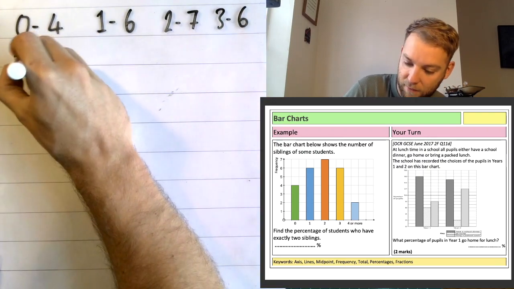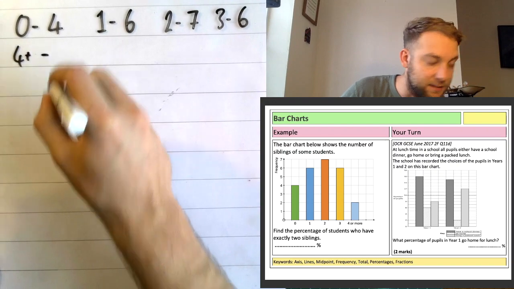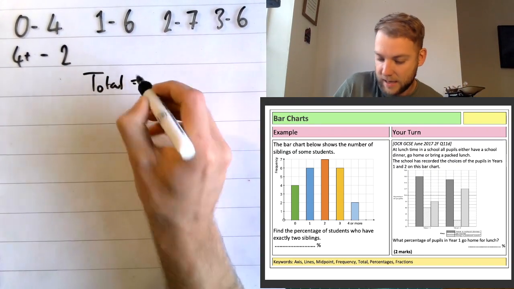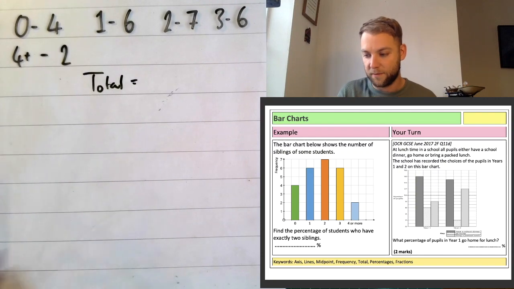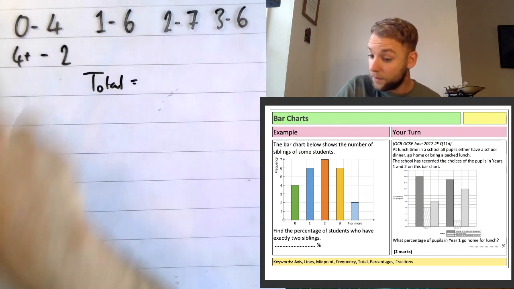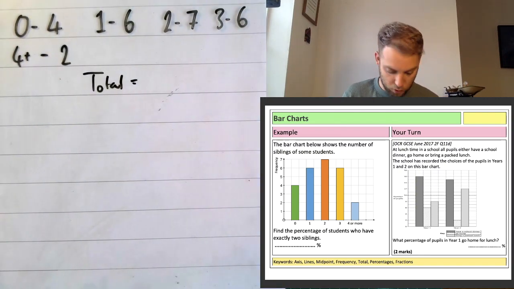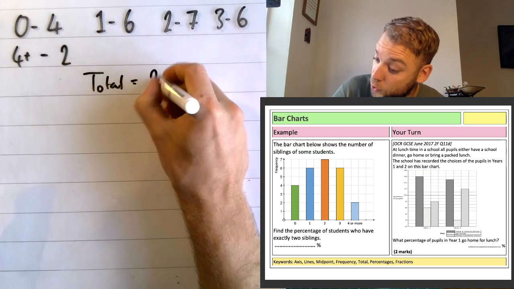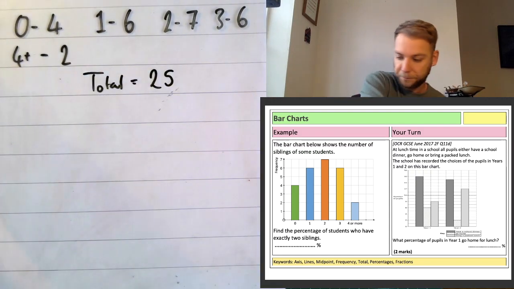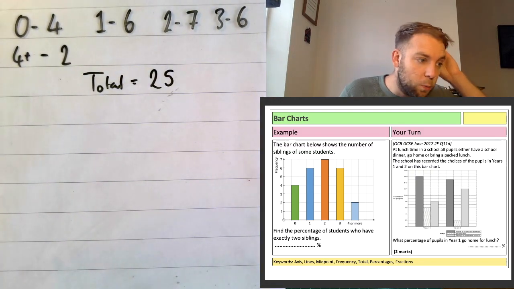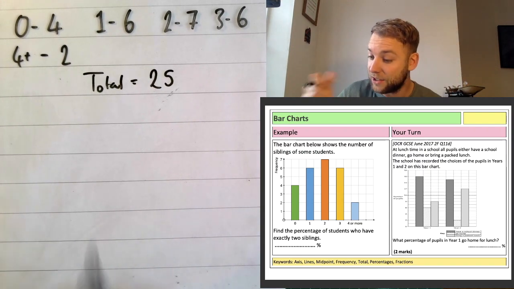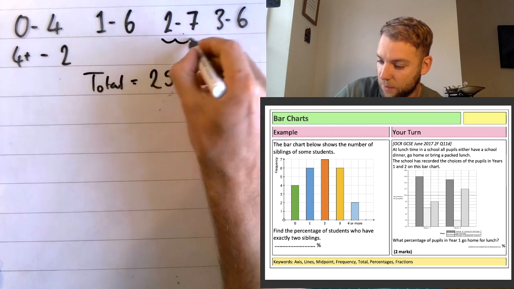And how many people have 4 or more? That is 2. So the total of all of these is equal to 4 plus 6 plus 7 plus 6 plus 2. Don't be confused by those other numbers. 4 plus 6 plus 7 plus 6 plus 2, which is equal to 25. Super. So, if we want the proportion who have exactly 2 siblings, that is this one here, which is 7.